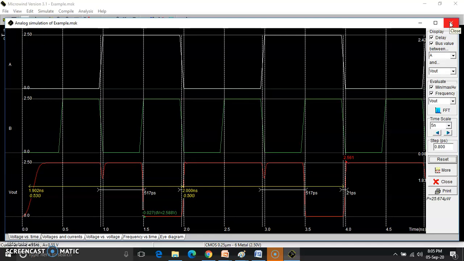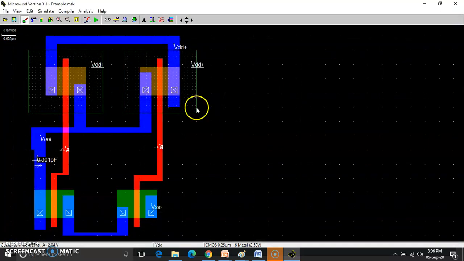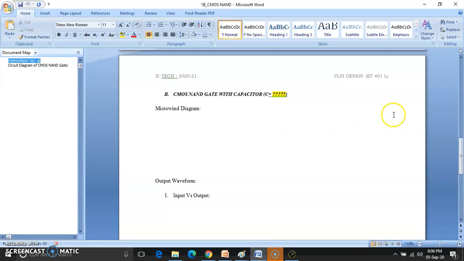So inverter, NAND gate, and last will be the NOR gate. But this practical, which is a single finger implementation, can be implemented using 2 fingers. So in the coming lecture I will be telling you how to implement using 2 fingers, so that it will be somewhat simpler circuitry. So hope these things are clear, and in this way you need to document it.